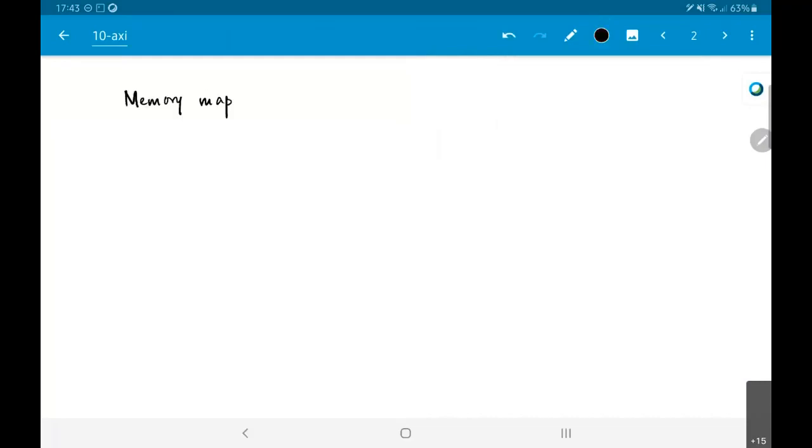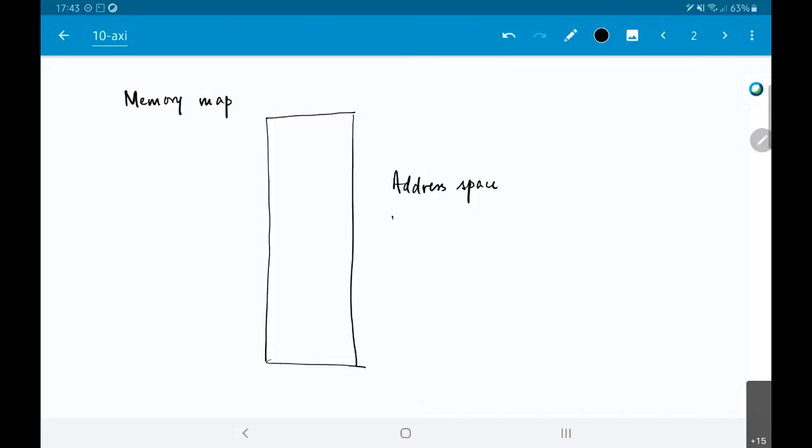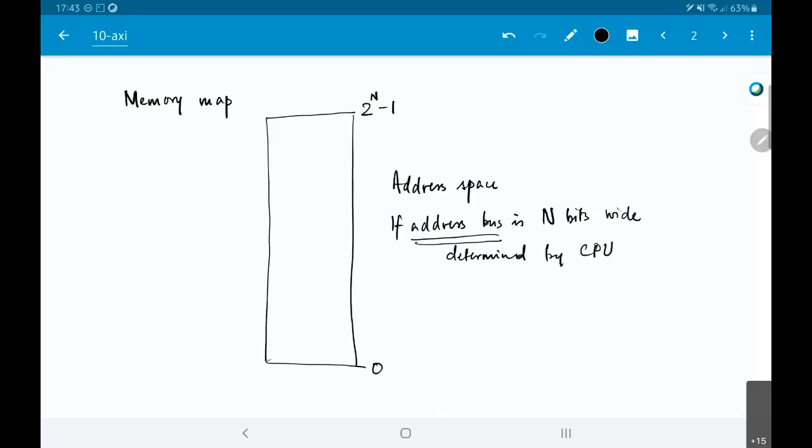What I can do in that case is to say that I will use this concept called memory mapping. And the memory map essentially says, let me just look at this entire address space of my system. If the address bus is n bits wide, I essentially have locations from 0 up to 2 to the power of n minus 1. Okay, so there are 2 to the power of n minus 1 locations in the address space of my system, right? This address bus is determined by the CPU. It's not determined by what peripherals or memory are actually available in the system, right? It's determined by the CPU.